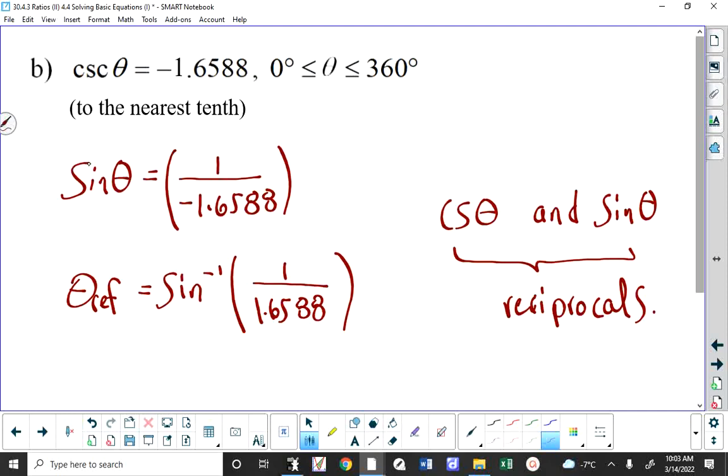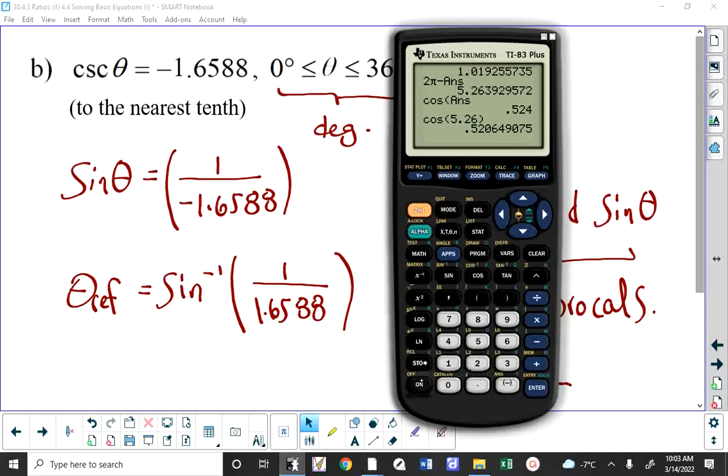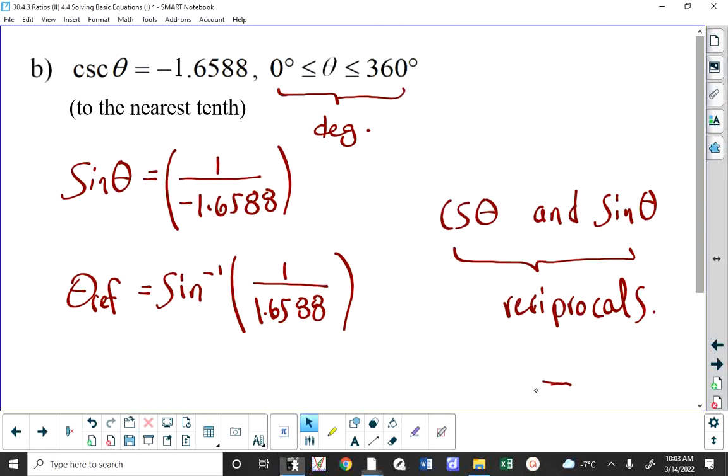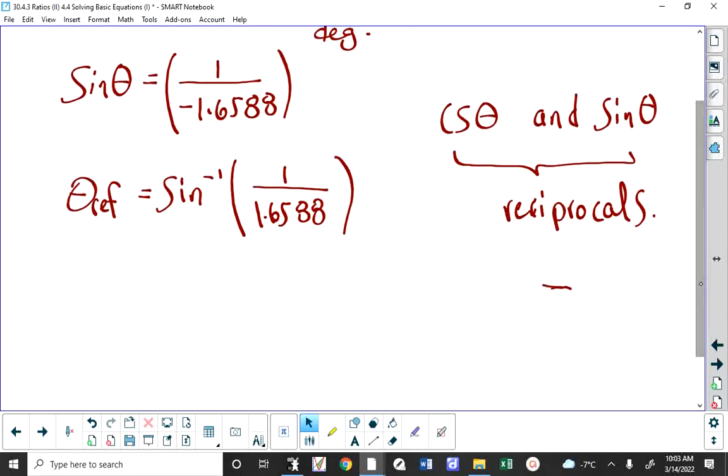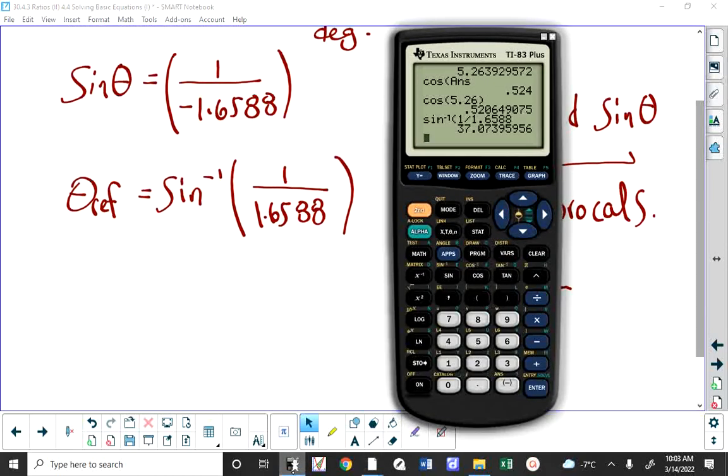So I'm going to find the reference angle. Oh, look at the reference, no pun intended. Look at this, it's in degrees. Okay, we're in more familiar territory with this one. I'm going to put my calculator in degrees and find the reference angle. Inverse sine of 1 divided by 1.6588. Again, no negative. Don't put the negative in there. So the reference angle is 37.1 degrees.